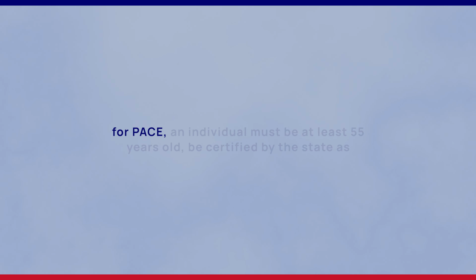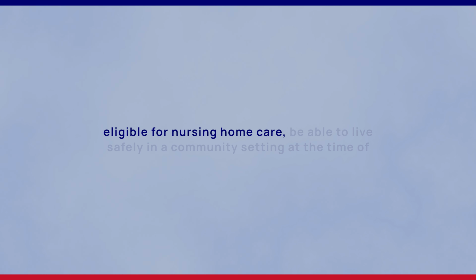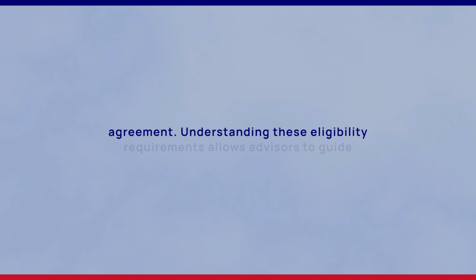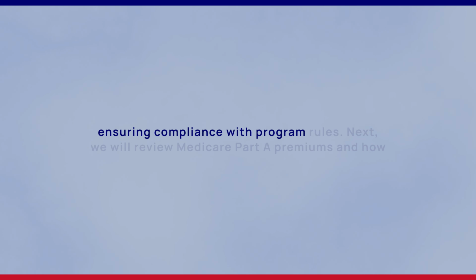To be eligible for PACE, an individual must be at least 55 years old, be certified by the state as eligible for nursing home care, be able to live safely in a community setting at the time of enrollment, reside within the PACE organization's service area, and meet any additional program-specific eligibility conditions outlined in the plan's PACE program agreement. Understanding these eligibility requirements allows advisors to guide beneficiaries in selecting the Medicare coverage that best meets their needs while ensuring compliance with program rules.